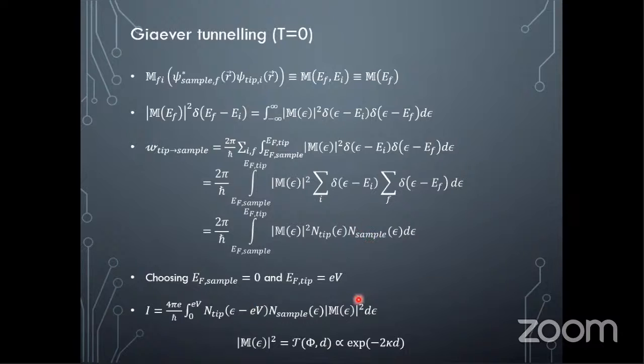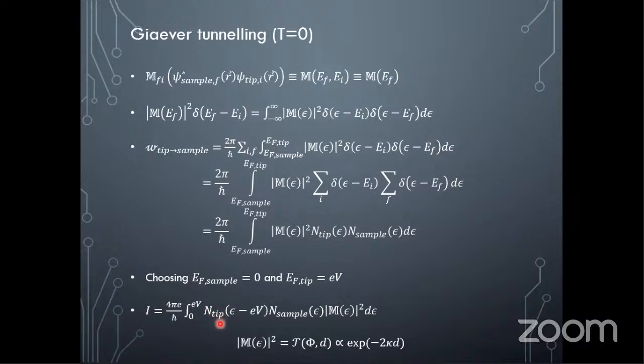Now, since we are dealing with energies here, one can choose the origin of the energy anywhere. So I am choosing the Fermi energy of the sample to be 0, so that the Fermi energy of the tip is set at some E times V. V is the bias applied between the tip and the sample, like a battery.